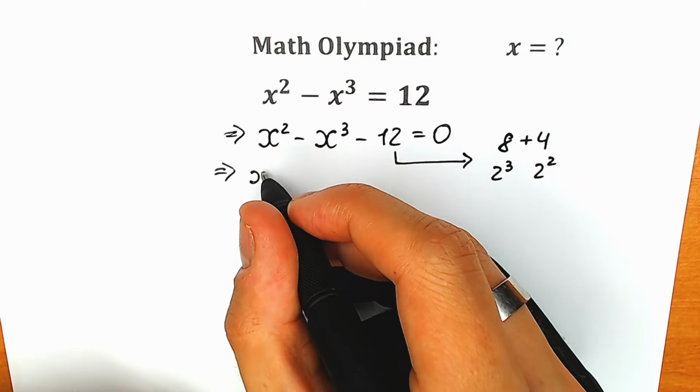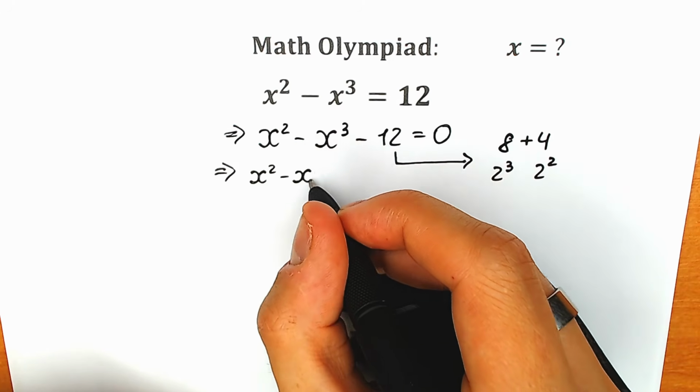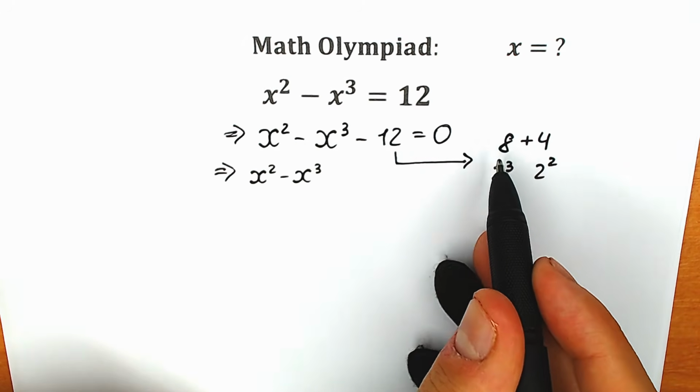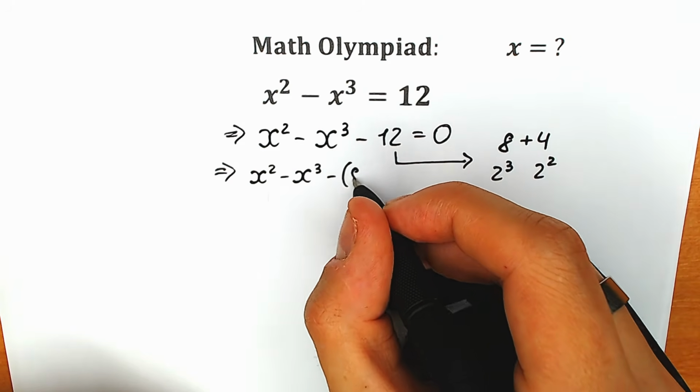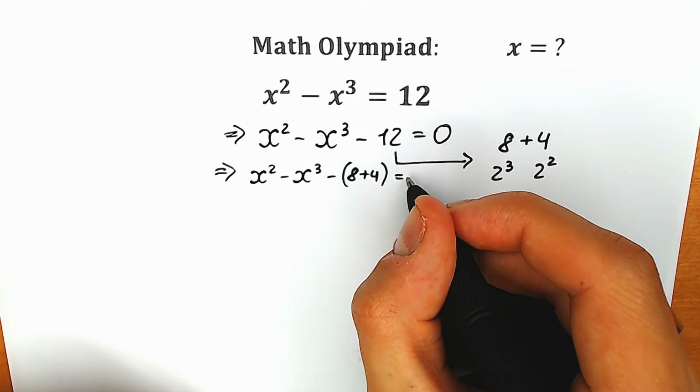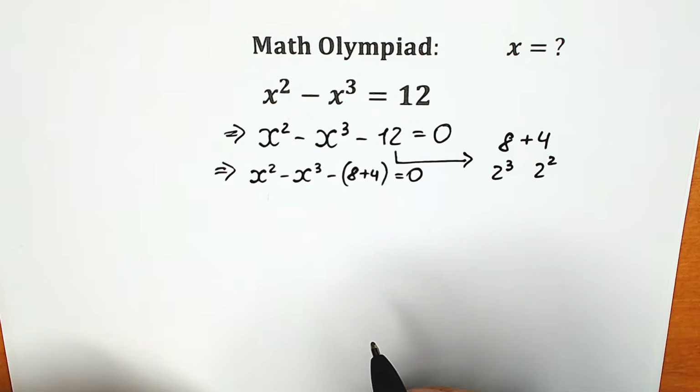So first of all, we have x squared minus x cubed. And as I said before, we're going to express this 12 as 8 plus 4. So we have minus parentheses 8 plus 4, equal to 0. Okay, yeah, we have it.